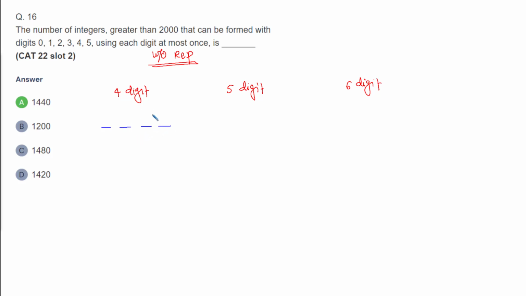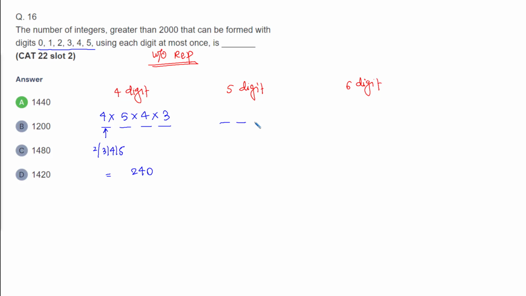Greater than 2000, it means the first place is going to be 2 or 3 or 4 or 5. So 4 choices. Out of 6 digits, 1 digit is used. So 5 digits left over here, 4 digits left over here, 3 digits left over here. So this multiplication is going to be how much? 240. There are 240 4 digit numbers we can form.